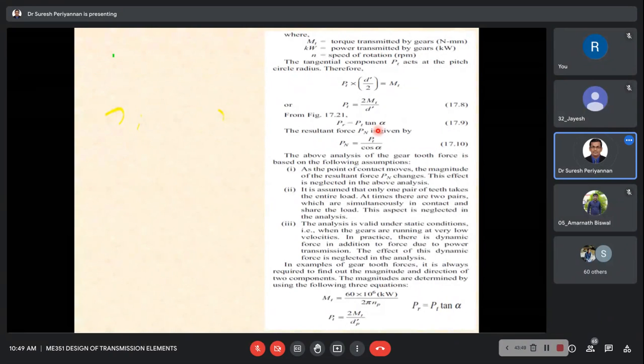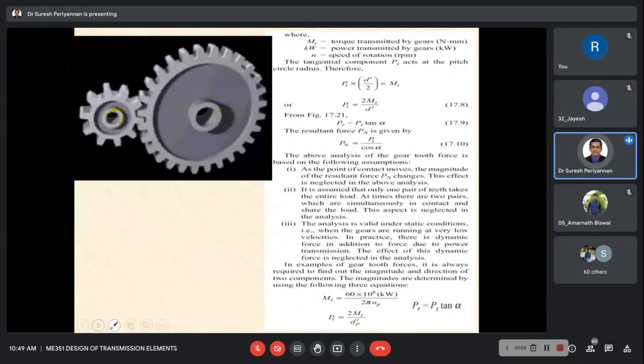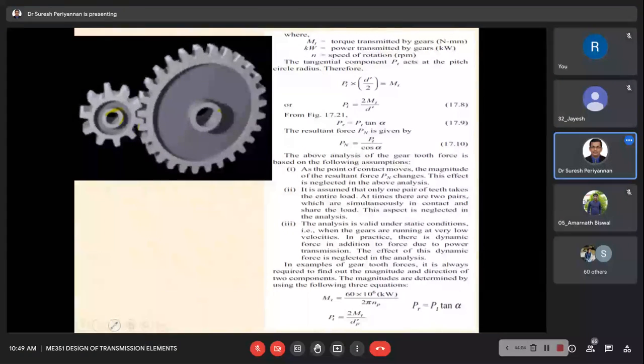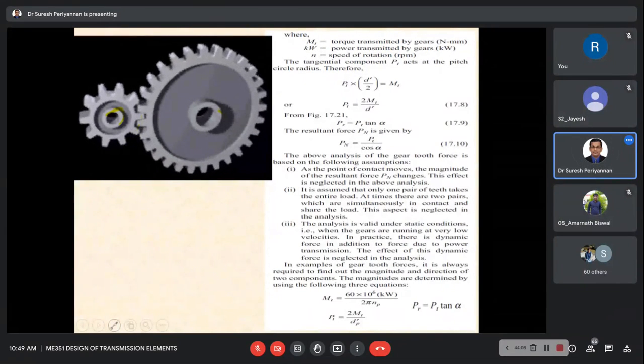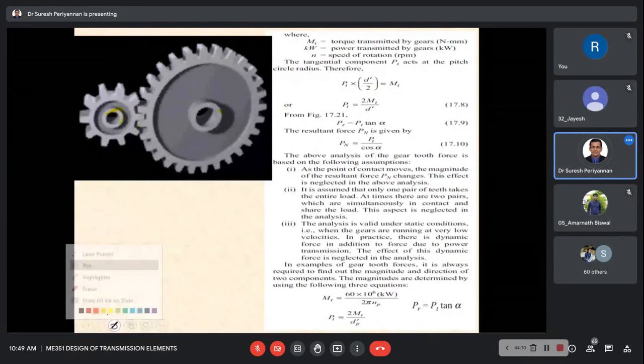Now, for the above force analysis, what are the assumptions we are considering here? Very important assumptions we have to understand first. What are the assumptions we considered while defining the force analysis of the gear teeth or pinion teeth? See here.